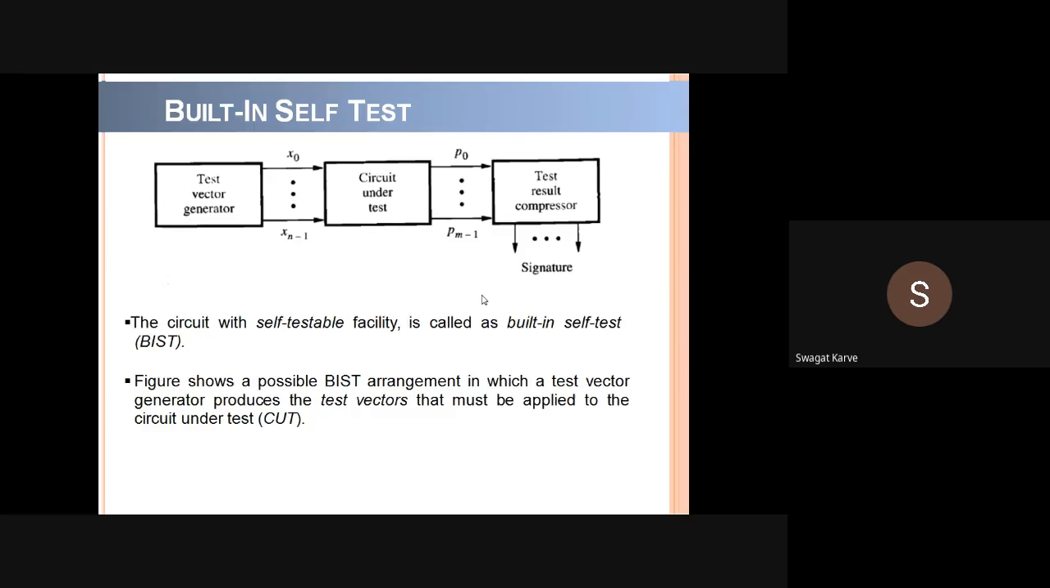And that's why the developers have launched this built-in self-test method, right? This built-in self-test method means what? Built-in self-test, as the name indicates, is a circuit with self-testable facility.